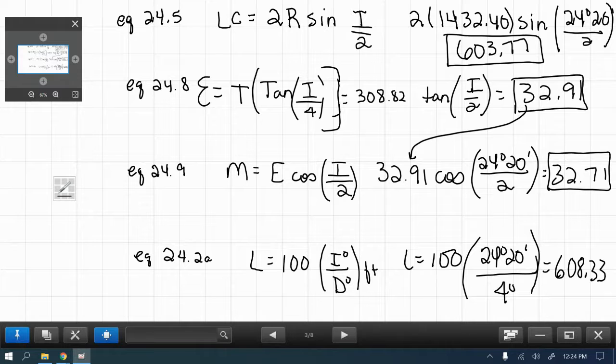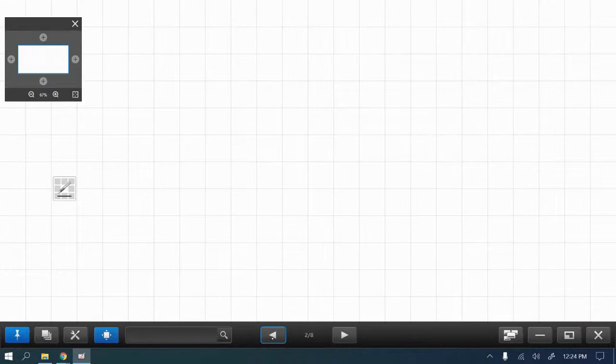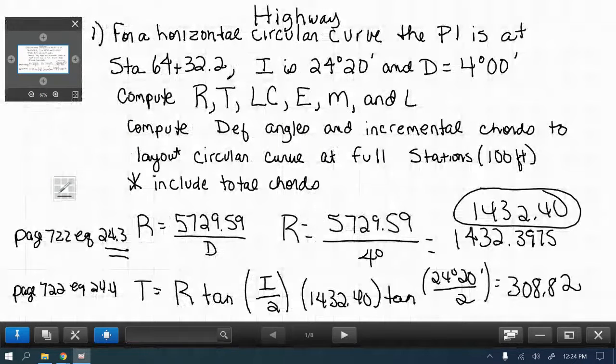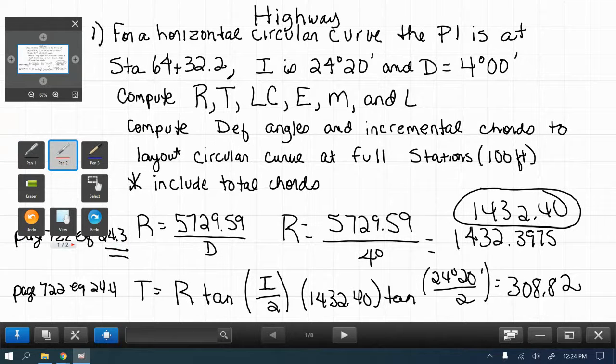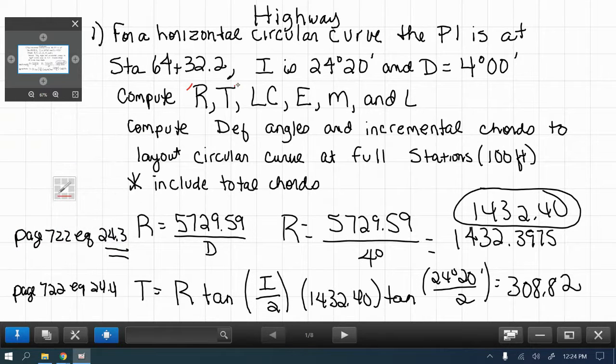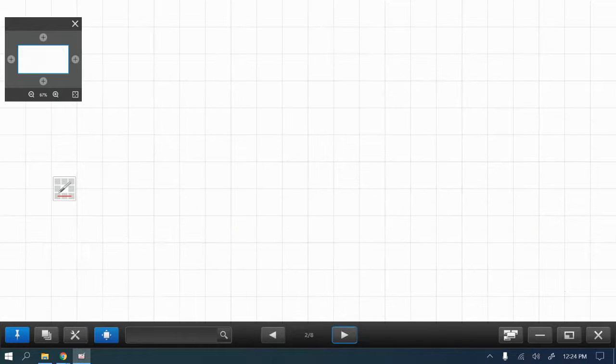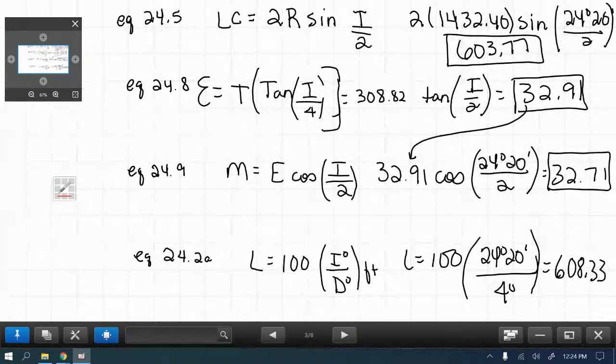Yeah, 608.33. All right, so now we have solved. Get back over to the problem. Now we have solved for R, T, L, C, E, M, and L. So we've just solved for R, T, L, C, E, M, and L.